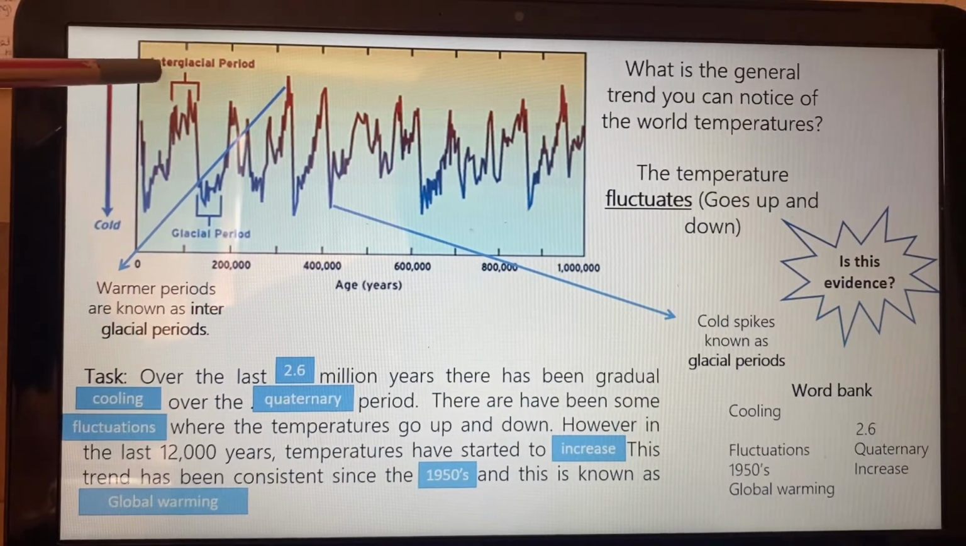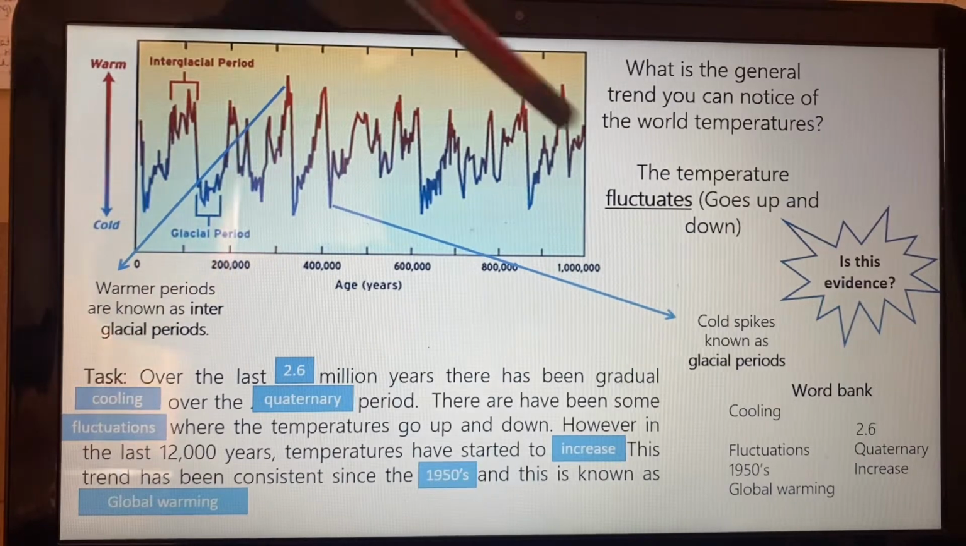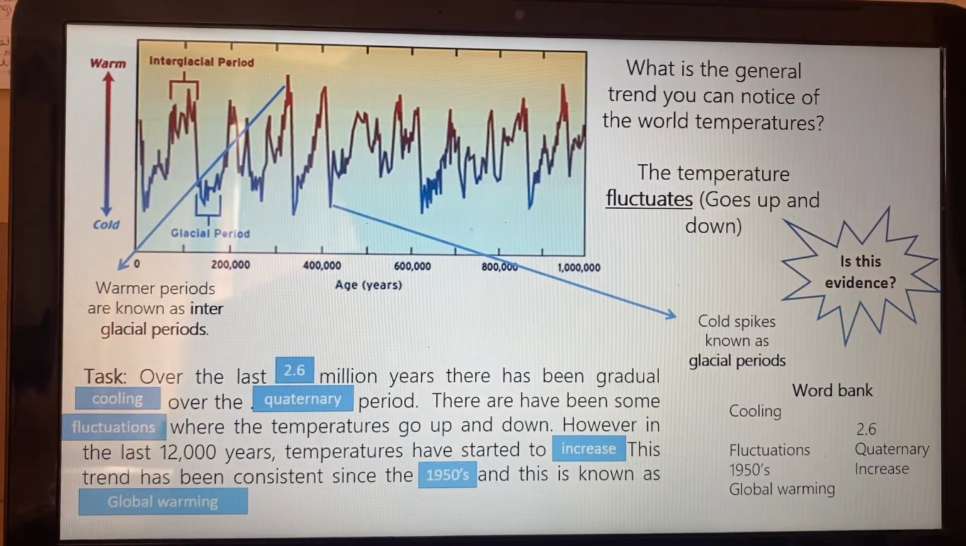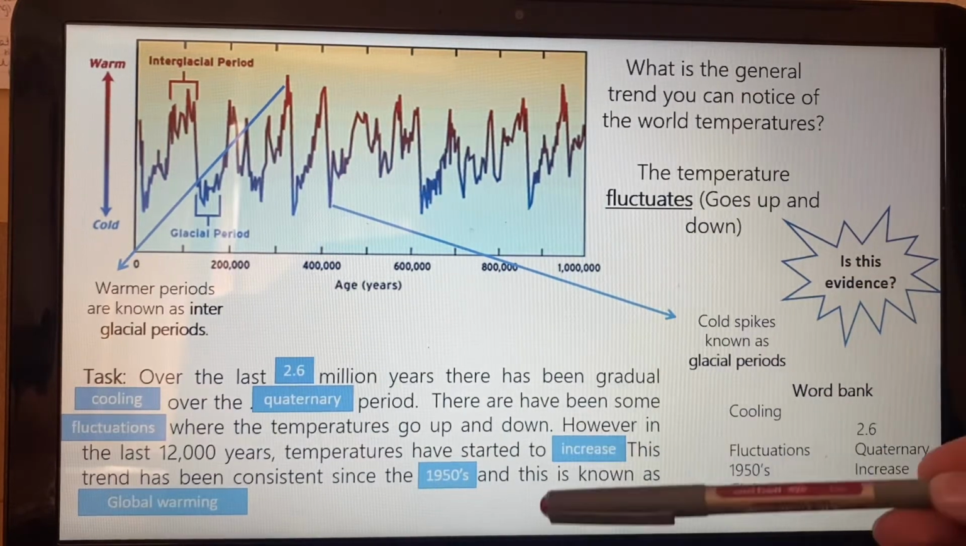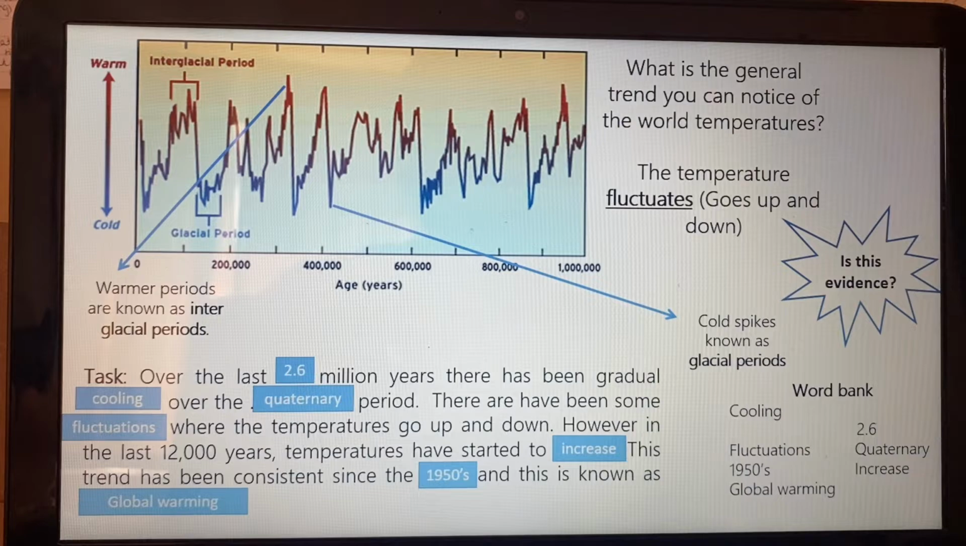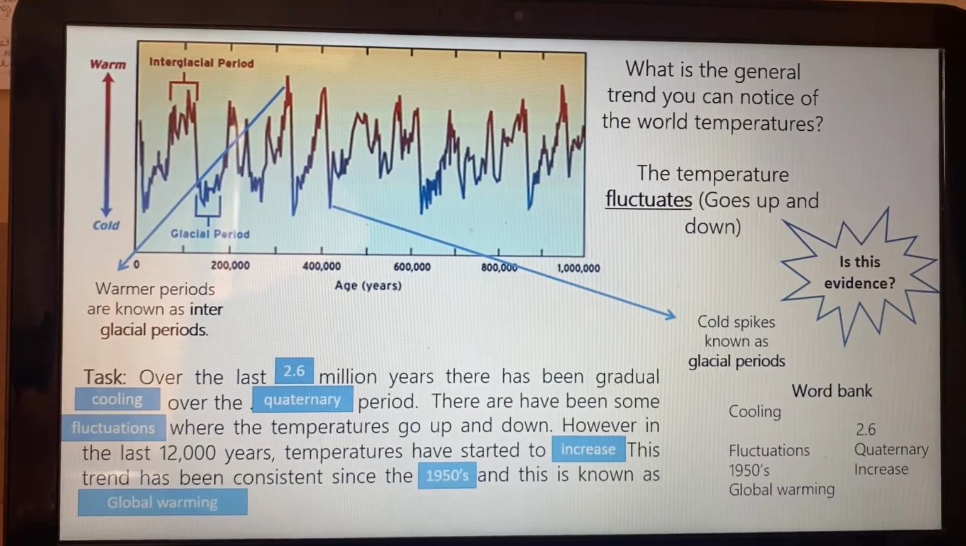Now we're currently going through an interglacial period, but this is obviously a different time span. Very quickly, you can see lots of things fluctuating if you're describing a graph. But you could argue that over the last 2.6 million years, the Quaternary period, that keyword, there has been gradual cooling, though temperatures have fluctuated. More recently, though, temperatures have started to increase, consistently going up, especially since the 1950s, and we link that with global warming.